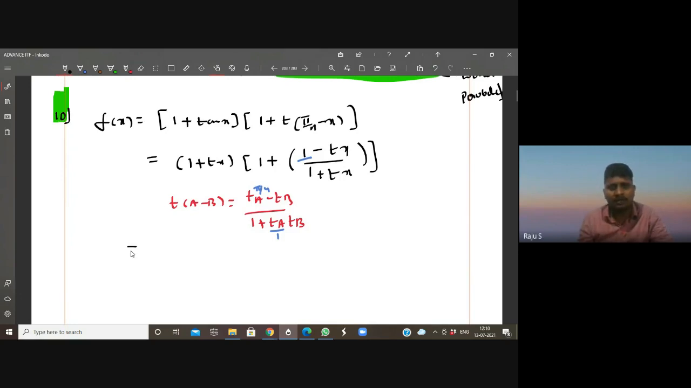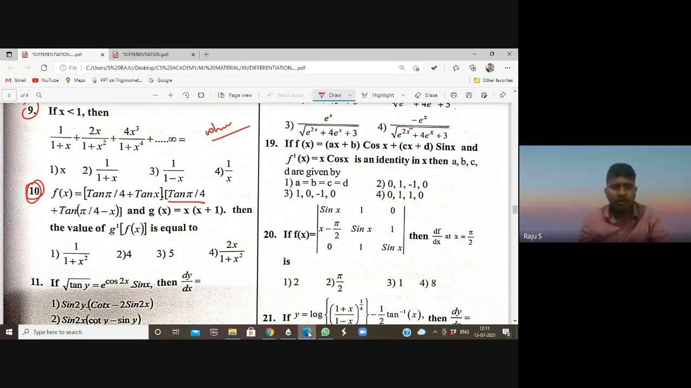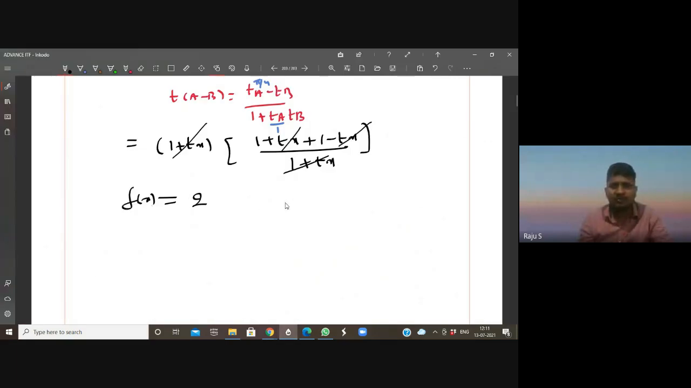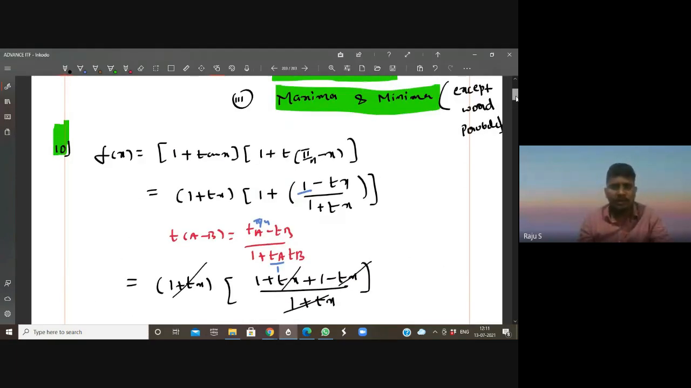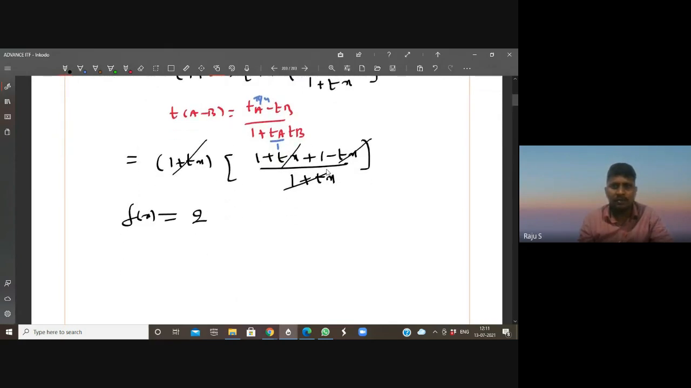So finally take the LCM, 1 plus tan x, into LCM is 1 plus tan x, or 1 plus tan x plus 1 minus tan x. 1 plus tan x, 1 plus tan x get cancelled. Tan x minus tan x get cancelled. So what is the remaining? Remaining value is 2. So finally here we got f of x value is 2 after simplifying. So what I have done, tan 45 directly I have written as 1, plus tan x into 1 plus tan a minus b formula. So take LCM, this will be cancelled, remaining finally 2.